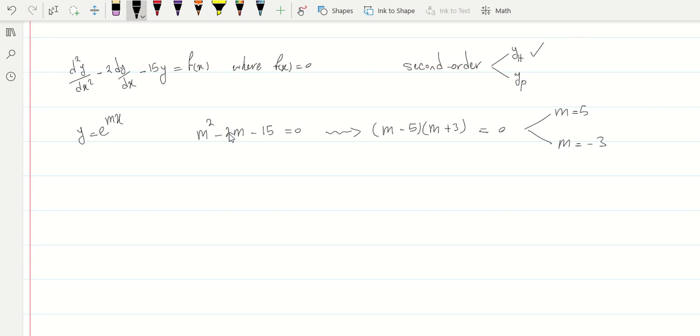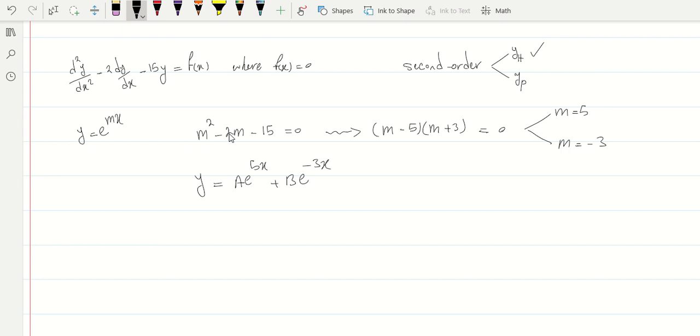Now, we want to find a combination of the answers for m equal to 5 and m equal to minus 3. So we write this equation again, and we say that y is equal to the linear combination of a times e to the power of 5x plus b times e to the power of minus 3x.